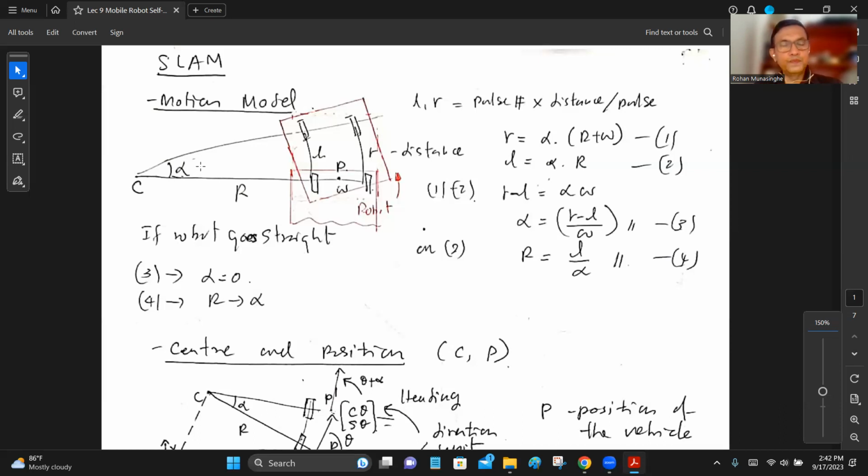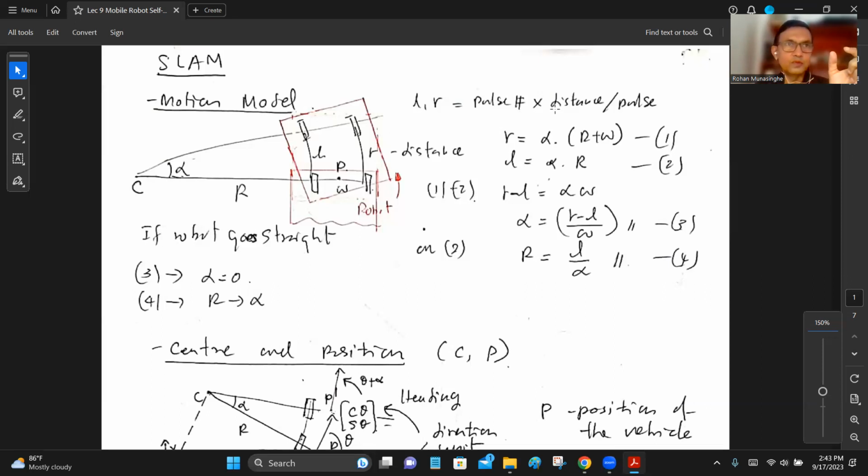Now, what about L and R? How do you know the distance the left wheel traveled? Well, it is as simple as this. The distance traveled by a wheel is actually the pulse number, how many pulses you receive from that wheel encoder, left wheel or right wheel, times a constant.